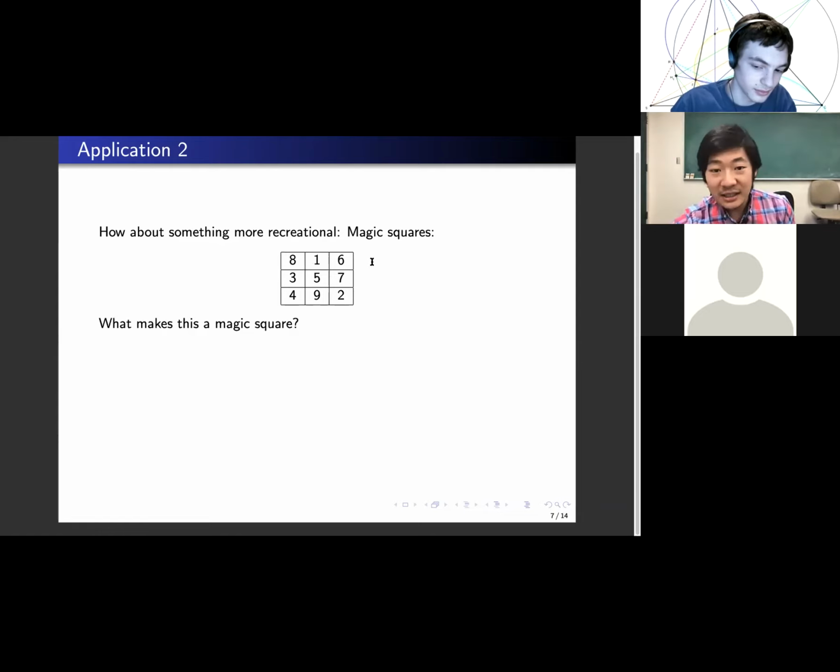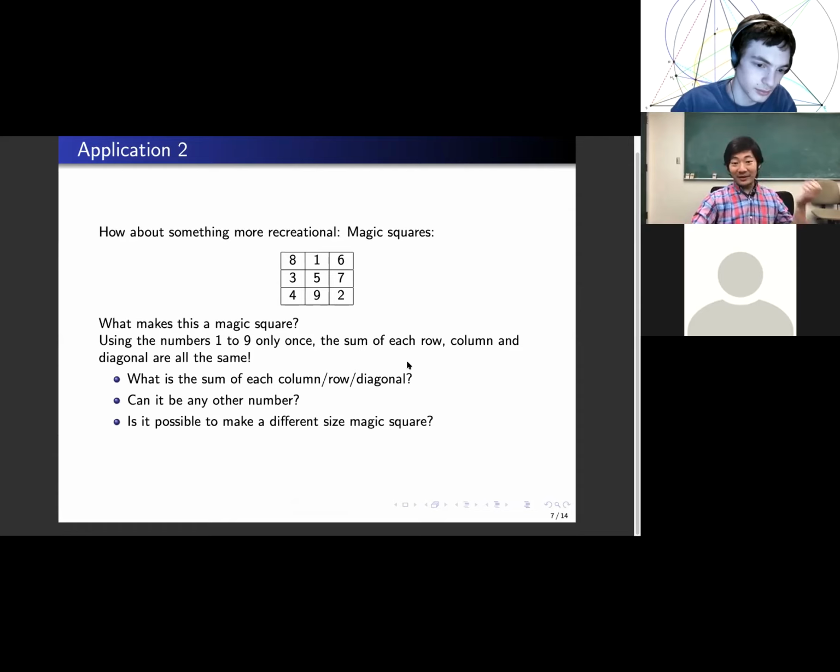And what's kind of nice is that if you add the sums of the rows, they're all the same number. It's going to be 8 plus 1 plus 6 is 15. 3 plus 5 plus 7 is 15. 4 plus 9 plus 2 is 15. But then also along the columns, these verticals, 6 plus 7 plus 2 is also 15. 1 plus 5 plus 9 is 15. 8 plus 3 plus 4 is 15. But not just that, even the diagonals too. 8 plus 5 plus 2 is 15. 6 plus 5 plus 4 is 15. So that's what makes this a magic square.